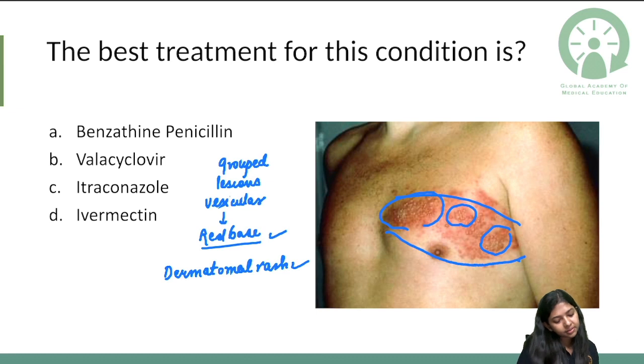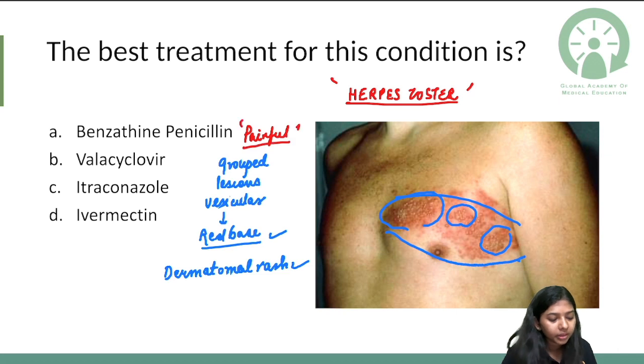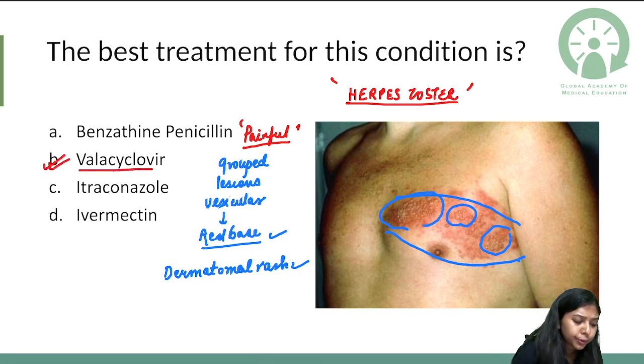So what is this? This is herpes zoster. Grouped vesicular lesions on an erythematous base in a dermatomal distribution, and painful. Remember, it's very, very painful. If you get a clinical question, it's a very painful rash, right? What is the treatment? You will give an antiviral. You can give acyclovir or you can give valacyclovir. So the answer is valacyclovir here.